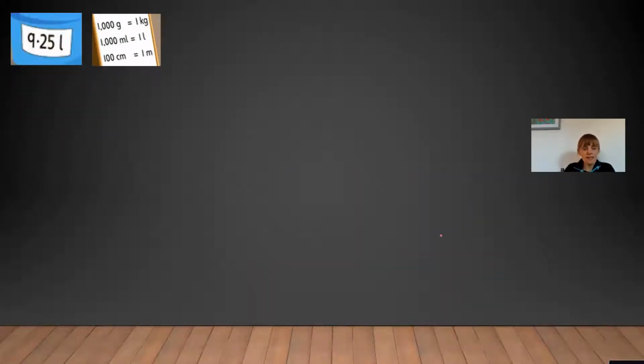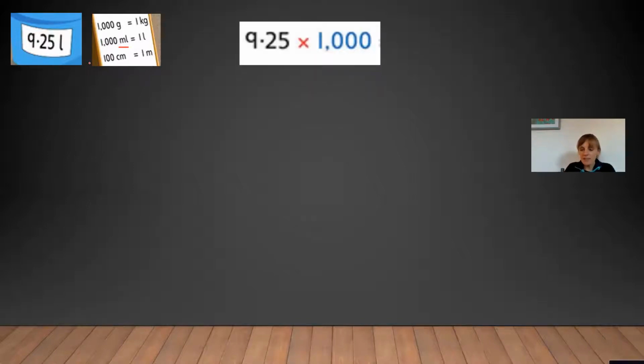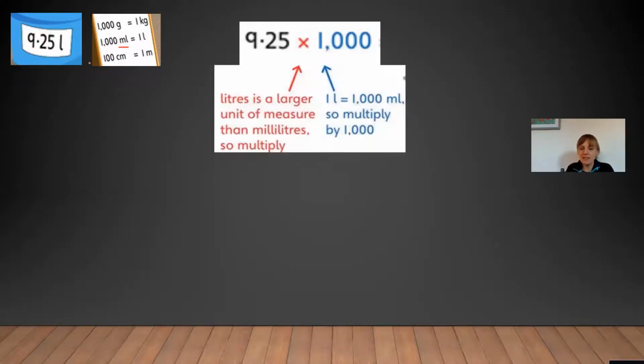Now let's have a look at the bucket. The bucket is starting in litres, and what's the other unit of measure? Millilitres. So this time we are timesing by 1,000 because litres is a larger unit of measure than millilitres. So in order to put them into millilitres, we have to multiply by 1,000.